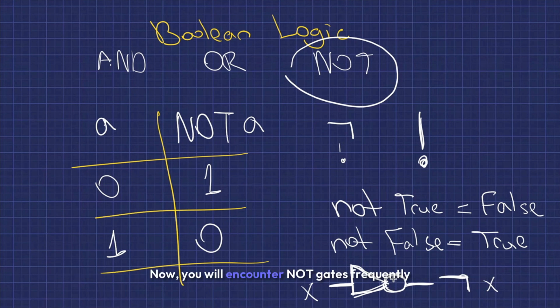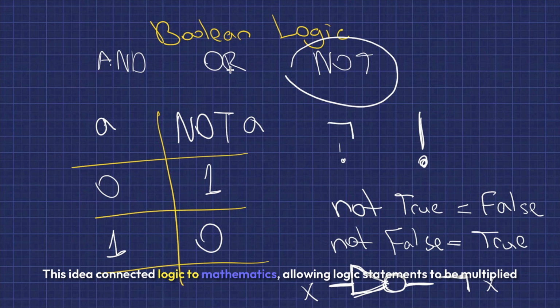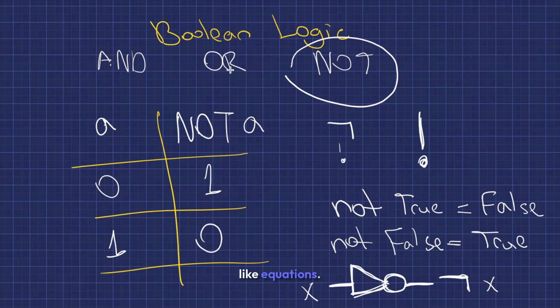Now you will encounter NOT gates frequently when designing logic functions that require cancellation, inversion, or toggling a state from on to off. George Boole used multiplication for AND and addition for OR. Why? Because their behavior is similar to arithmetic, and using symbols made the system easier to work with. This idea connected logic to mathematics, allowing logic statements to be multiplied like equations.